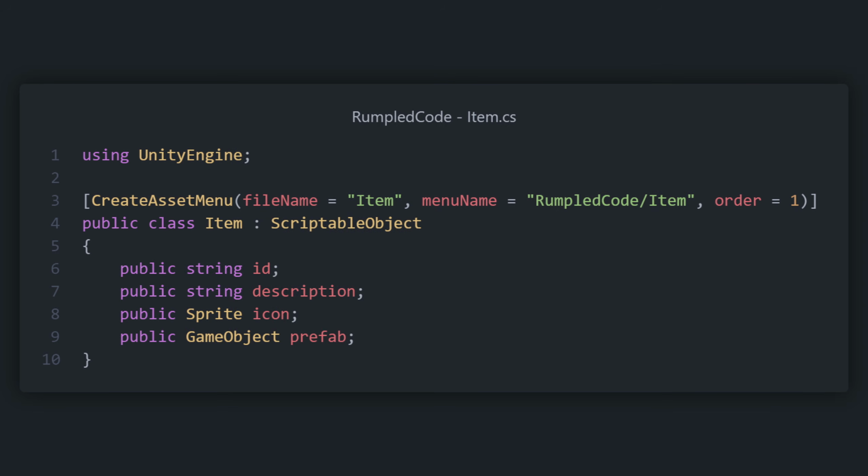Inside of the Item class, we have four public variables. The ID, the unique ID of the item, description, a short description about the item, the icon, which is a sprite that's going to be used in our user interface, and a prefab, which is going to be instantiated in our game world. With these variables, we can create a variety of items, each with its own unique properties and visuals. The system is also easily expandable and customizable, so don't be afraid to experiment.